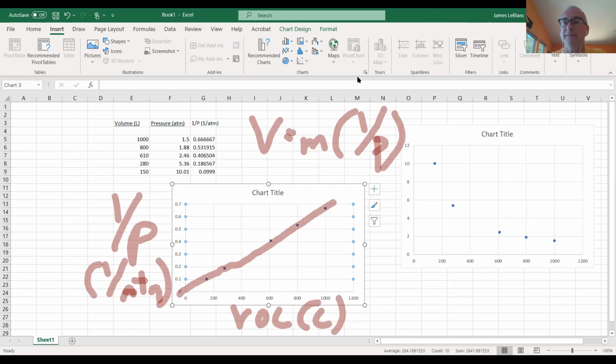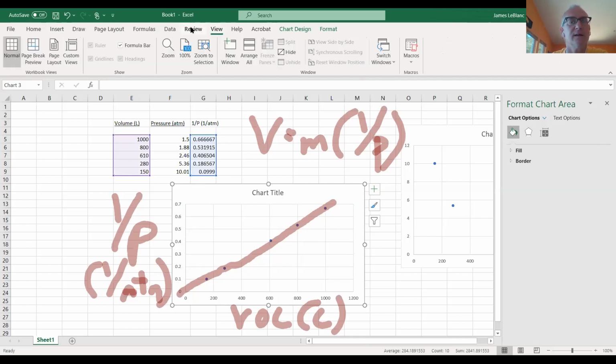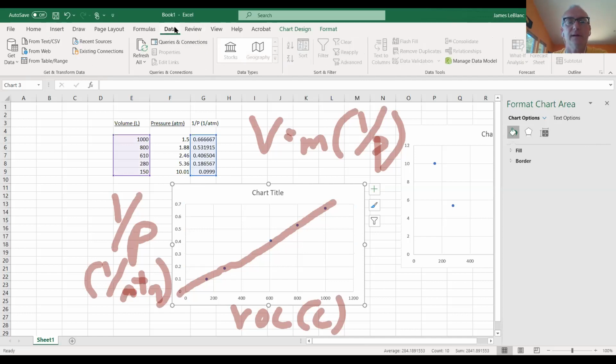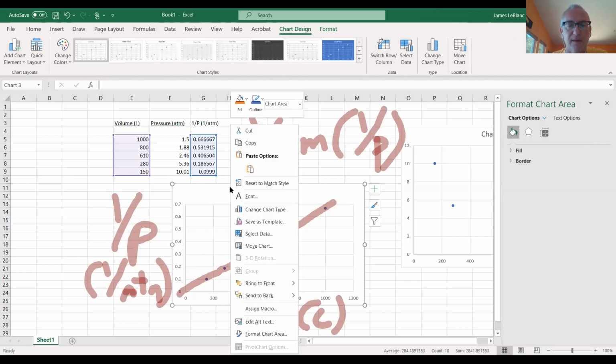Where the hell? God, I hate Excel. I used to know where to find these things. Oh God. Where do I find it? View data. Chart.